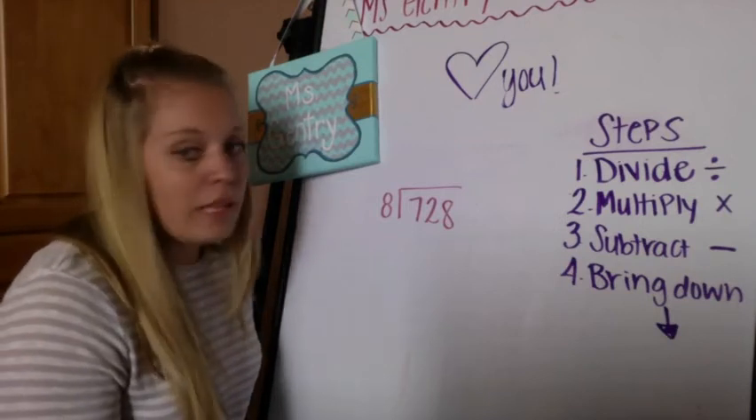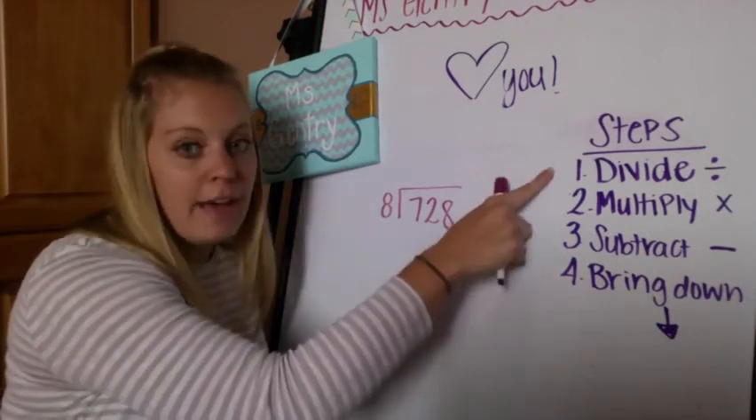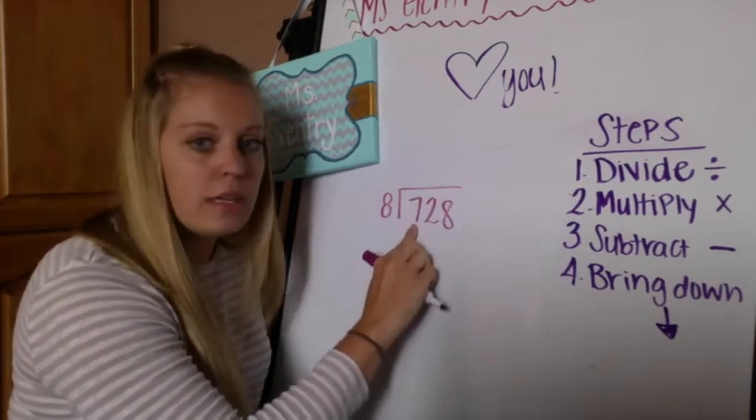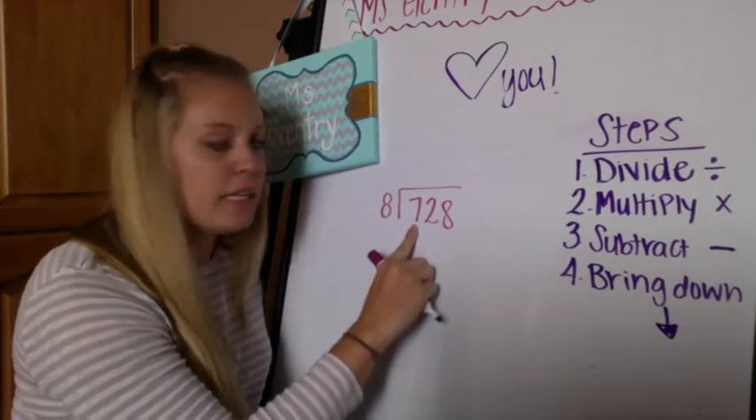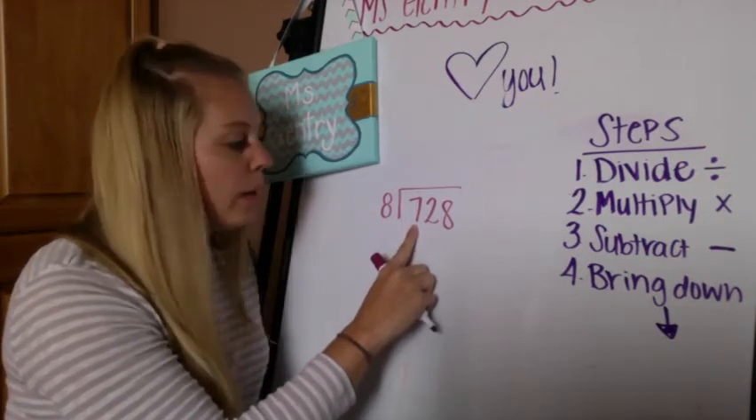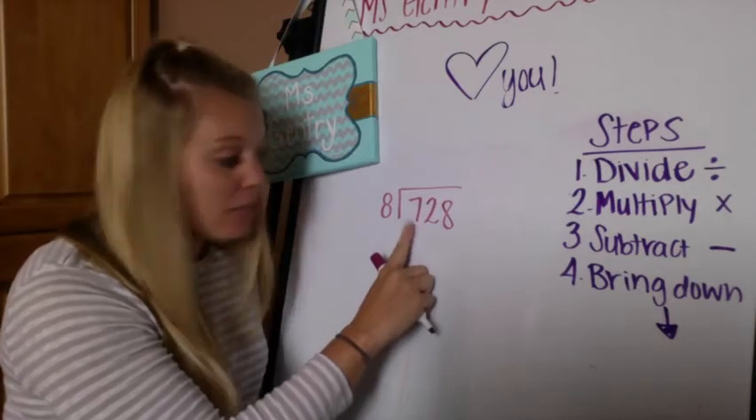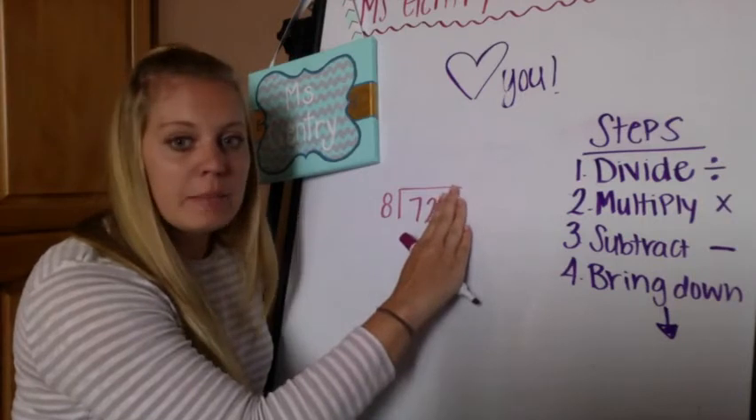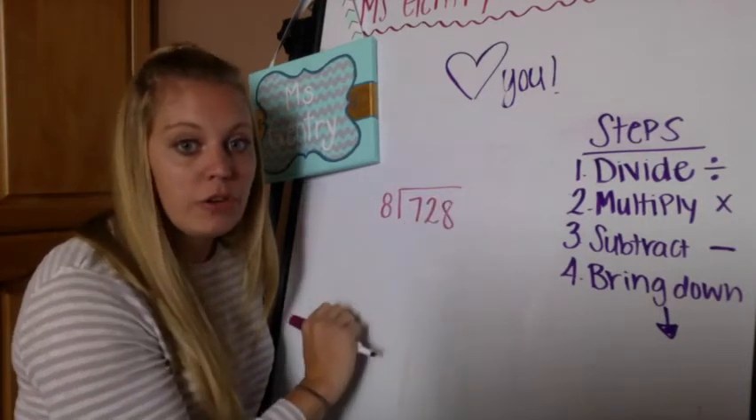All right, the first thing that we're going to do is divide. So we're going to cover up all of these numbers. We're going to just do the 7. Let's see, how many times can 8 divide into 7? Well, 8 can't go into 7 because 7 is smaller. So we're going to go over to the next number. How many times can 8 go into 72?